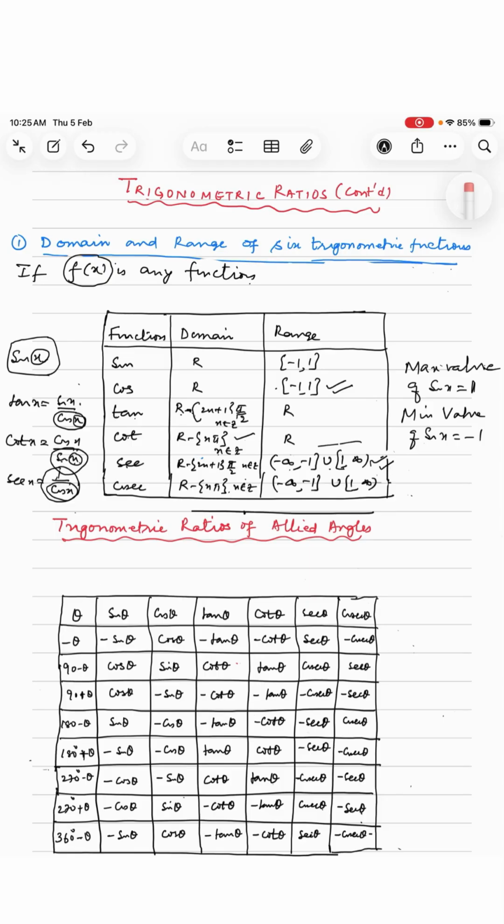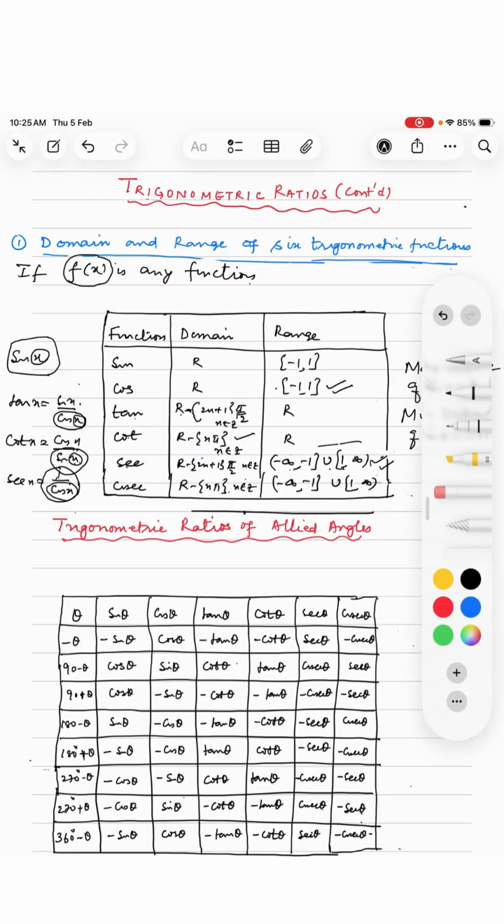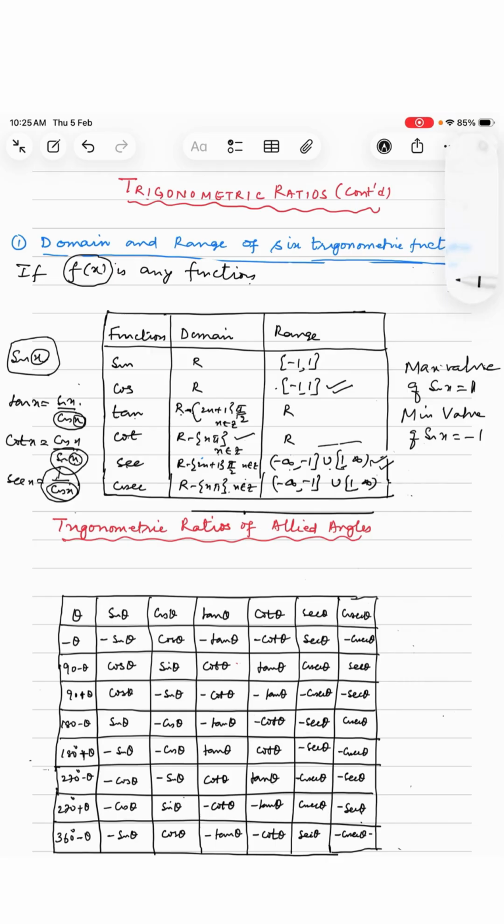Now if you see, cosecant x domain and cot x domain are both the same. The reason for this is cosecant x is 1 by sin x, and sin x should not be 0, otherwise cosecant x is not defined. Therefore, in the domain of cosecant x, x cannot take multiples of pi. And the range of cosecant x is minus infinity to minus 1, union 1 to infinity, because it is the reciprocal of sin x. This is a very, very important point as far as domain and range of 6 trigonometric functions is concerned.